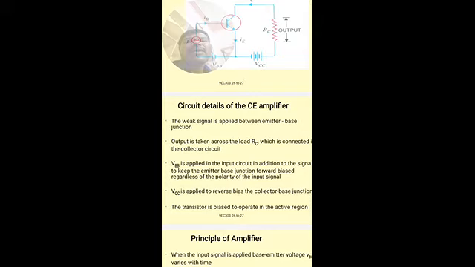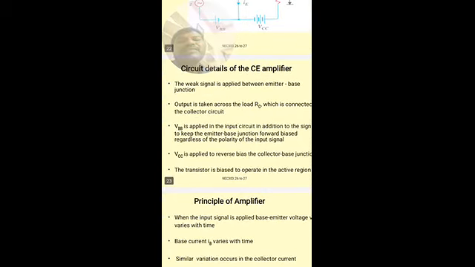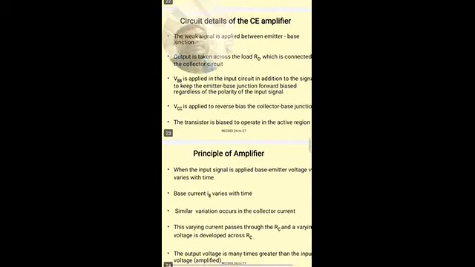VCC is applied in reverse bias to reverse bias the collector base junction. And now the transistor is going to operate in the active region, that is biasing. The transistor is biased to operate in the active region.